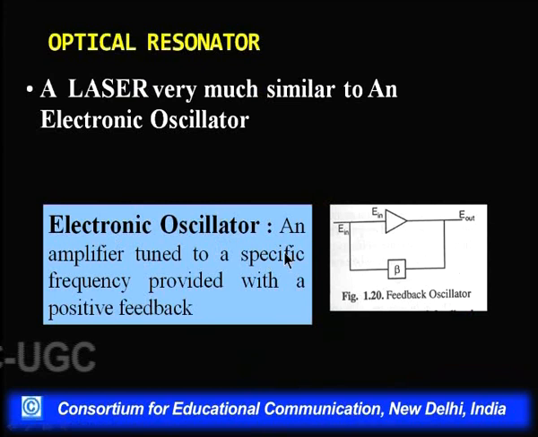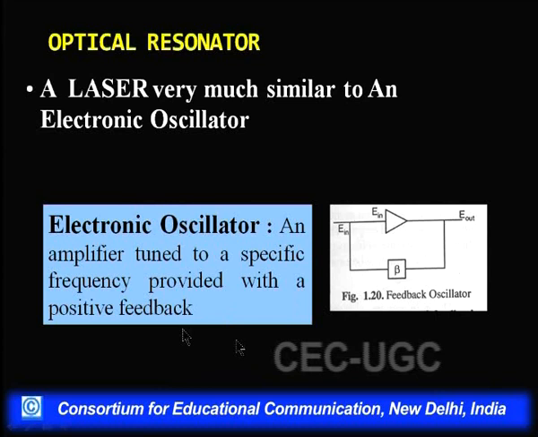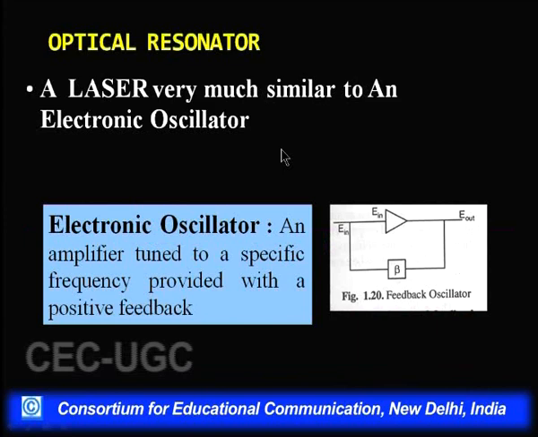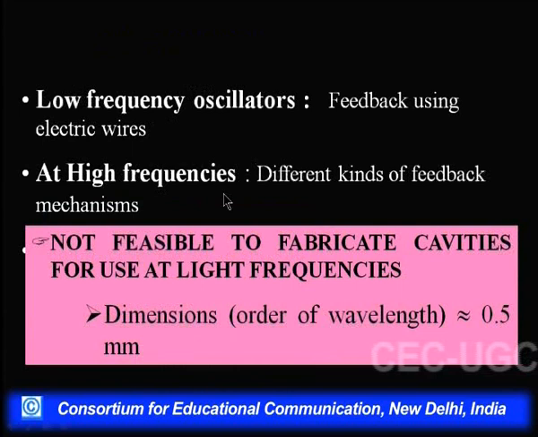This laser is very much similar to an electrical oscillator. Here we see an electrical oscillator and amplifier tuned to a specific frequency provided with positive feedback. Here we define the electronic oscillator. Now, low frequency oscillators and high frequency oscillators are required. A laser is very much similar to an electronic oscillator. At low frequencies the feedback uses electric wire, but at high frequencies a different kind of feedback mechanism is required, since it is not feasible to fabricate the cavity for use at light frequency, with dimensions of the order of 0.5 mm.